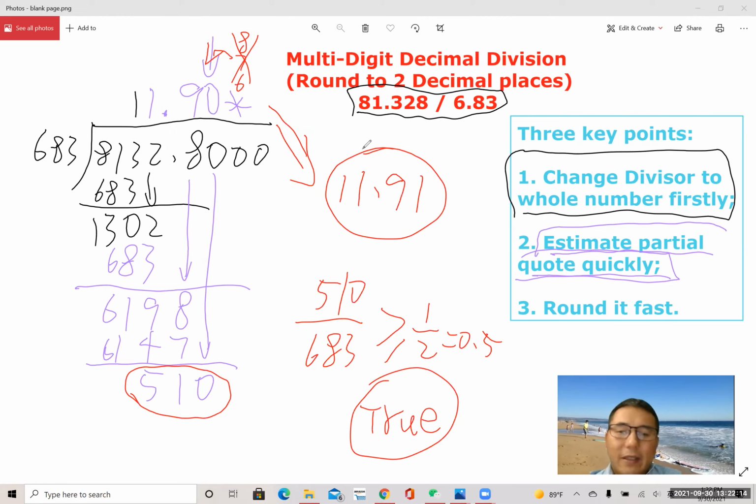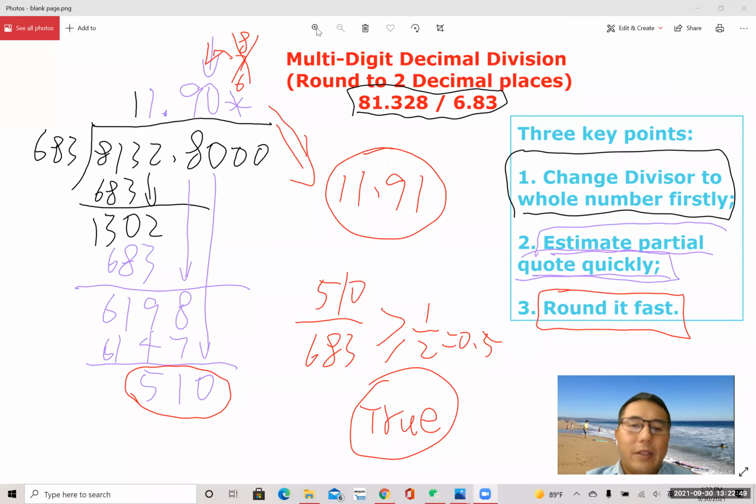Okay, so we call this round it fast. That means that we don't really need to decide the digit at the thousandths place. We just let the remainder over divisor compare with 0.5. If it's true, then we need to round up. Otherwise, we round down. Okay.